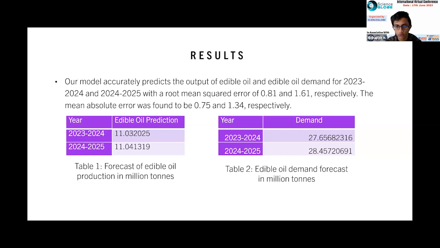We could see from the table that the values remain stagnant for the edible oil predictions. Both the values are 11 million tons for the upcoming years, and we could see the demand is 27 and 28 million tons, which is more than double the amount of the production. So we need to do something to improve our productivity to ensure that we cope up with the demand in our country.